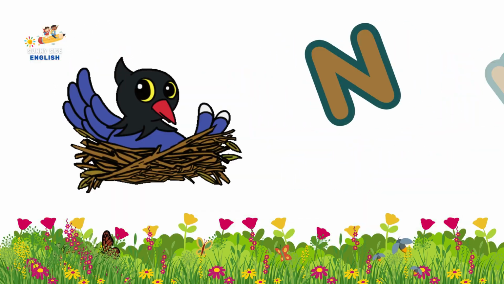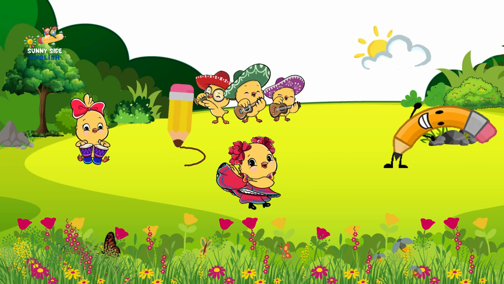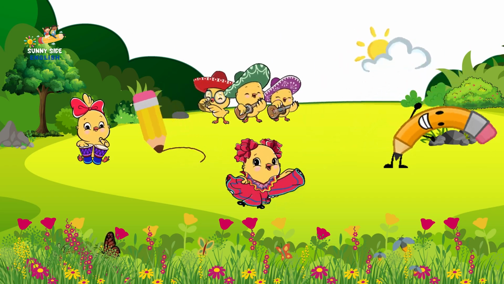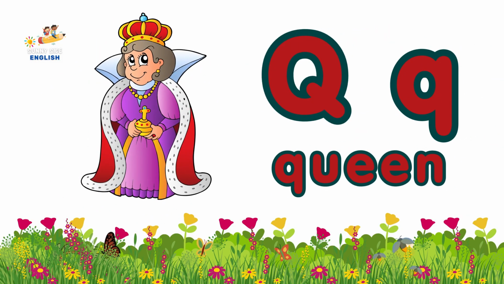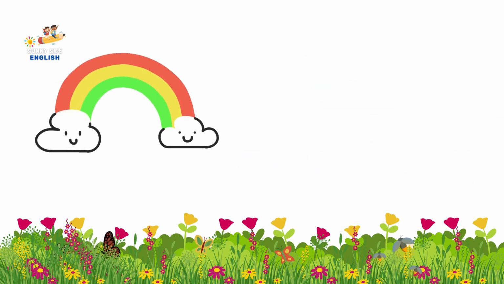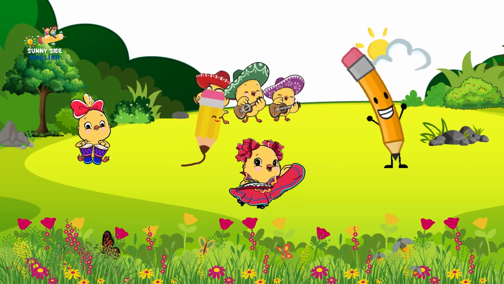M is for moon, N is for nest, O is for octopus. This is the best. Sing it loud, sing it free. P is for pizza, Q is for queen, R is for rainbow, the brightest we've seen. Sing it loud, sing it free.